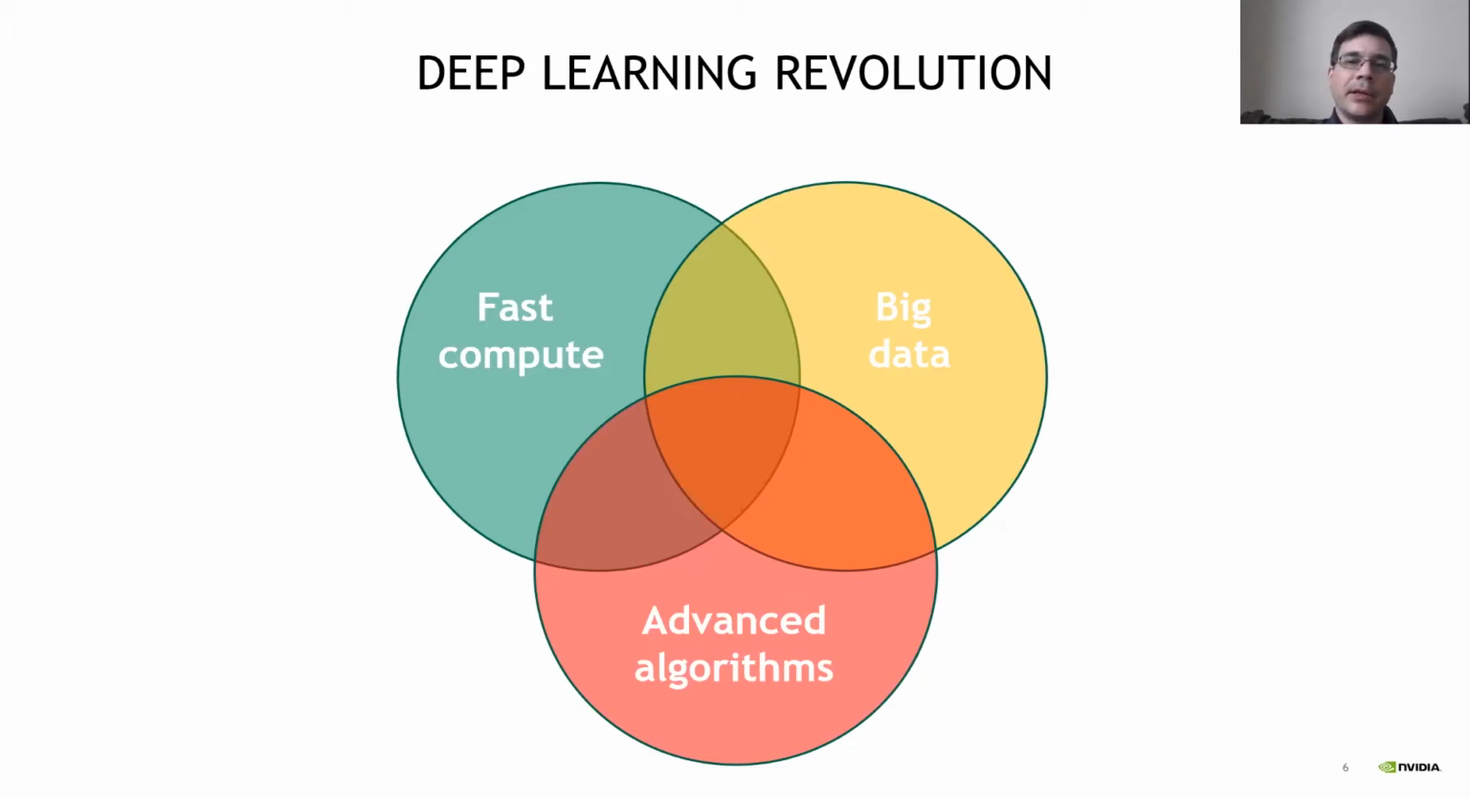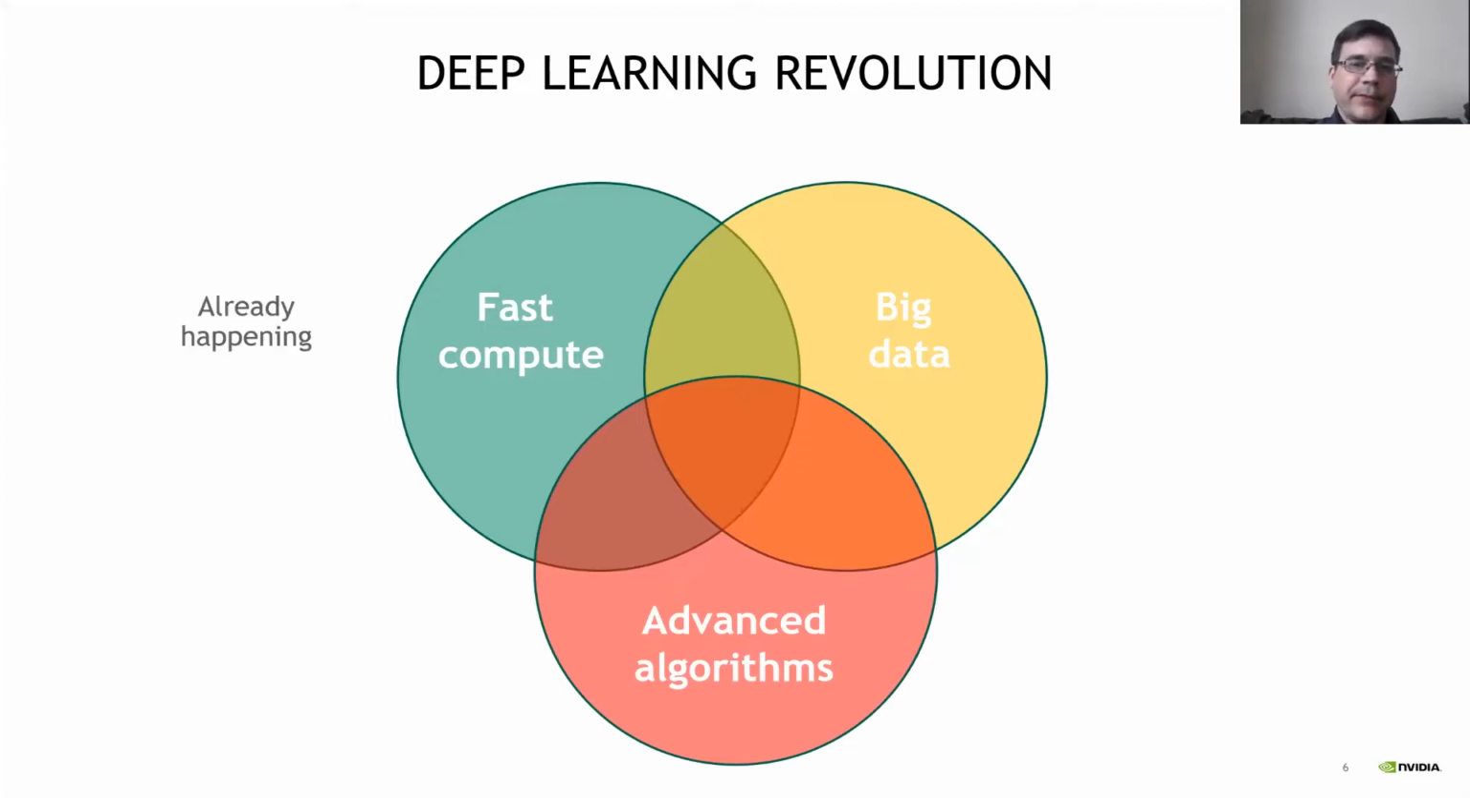So what has enabled deep learning? Well, it's primarily three things, as many of you probably already know. There's fast compute, there's big data, and there's advanced algorithms. And if we look at these three things one by one and apply them to robotics, I think we'll gain some insight as to maybe why robotics is so much lacking.